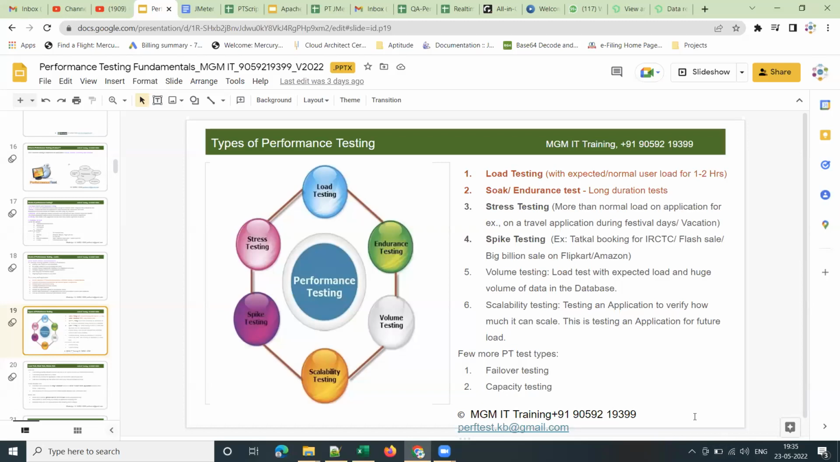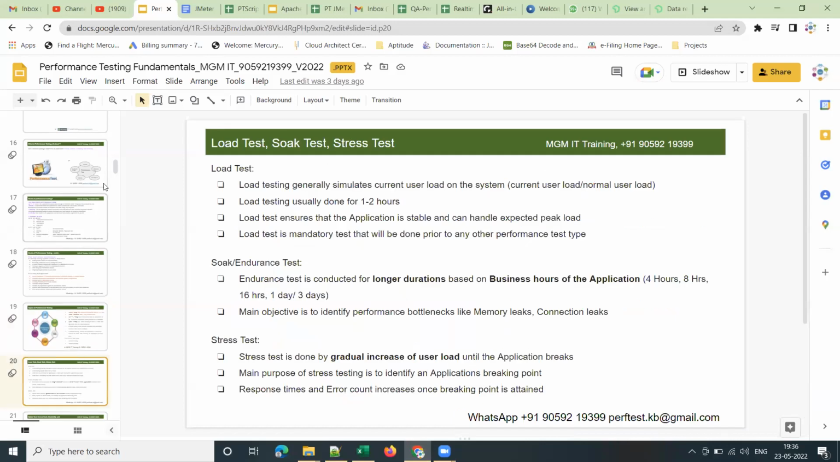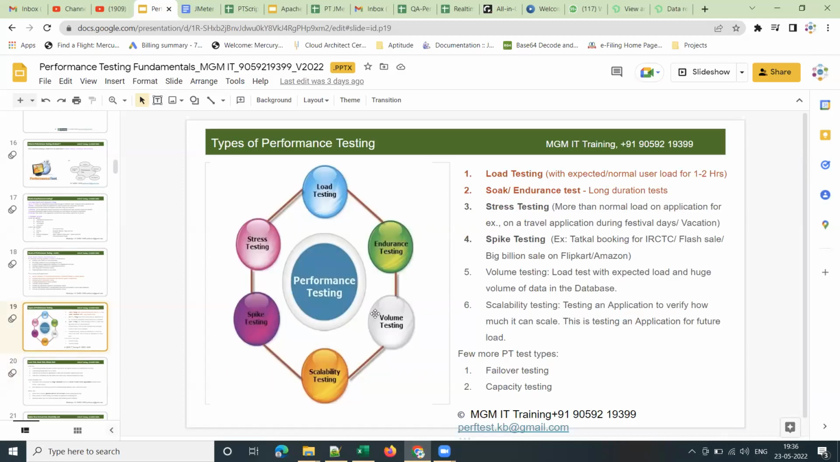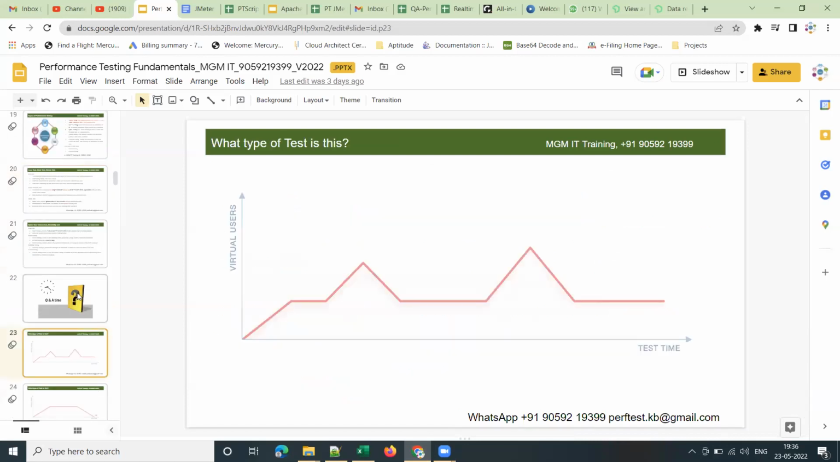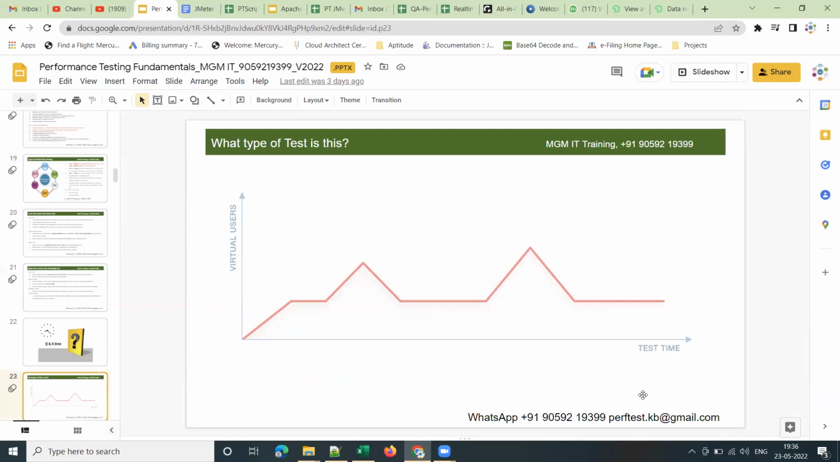Now in this session, I'm going to explain what are the different types of performance testing, and I'll give a high level overview first, and then we will discuss in detail. And then, if time permits, we will have a quick assessment, guys. I'll show you some graphs and you have to identify what type of test that graph represents.